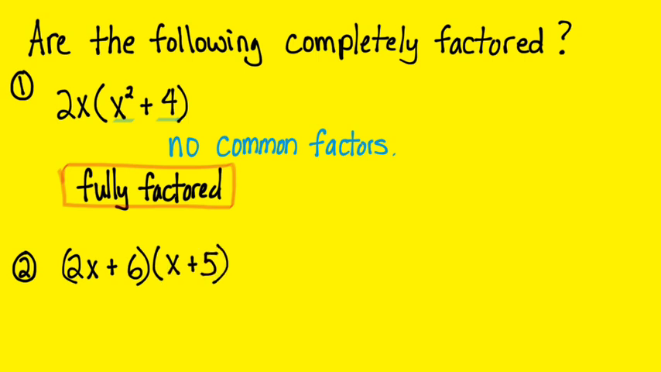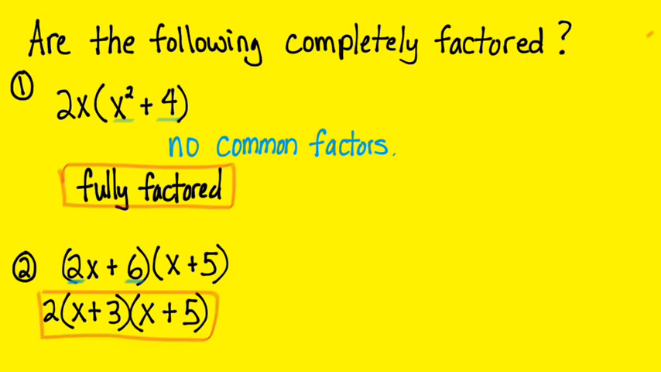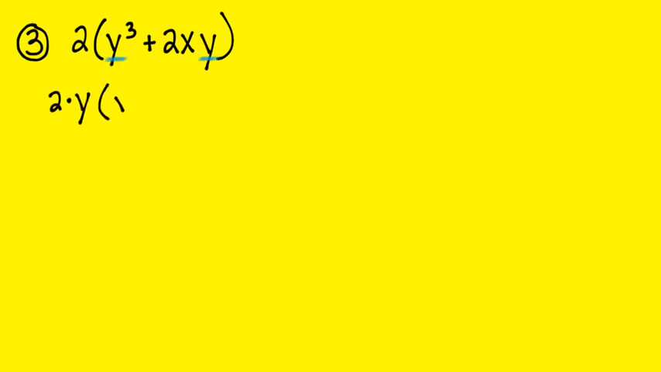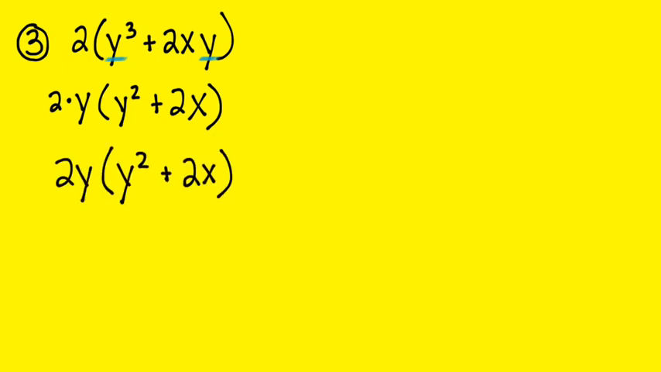On number 2, we have two binomials, and you can see there's still a GCF here, so we can take out a 2. So now I know that's 2 times (x plus 3) times (x plus 5), and now it's factored completely, or fully factored. Here we see that a 2 has been taken out, but there could have also been a y. So we go ahead and take this y out, and now this is factored completely, right?